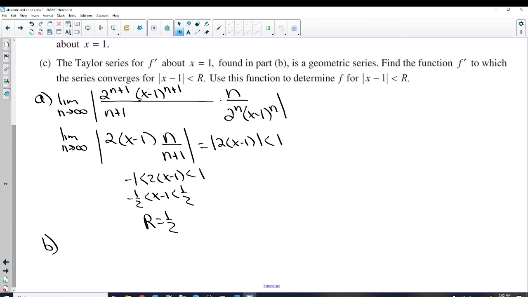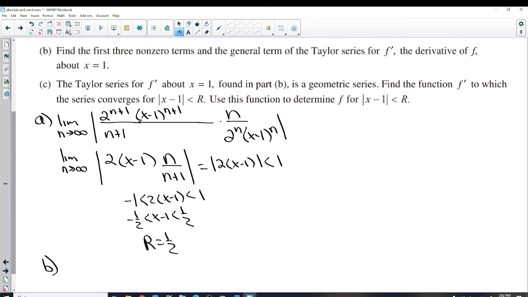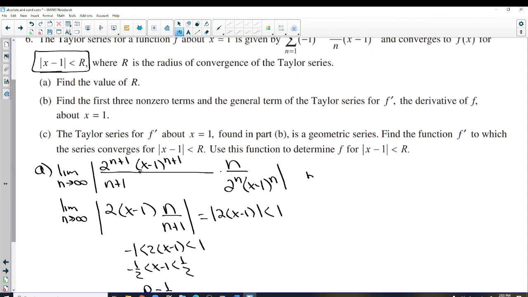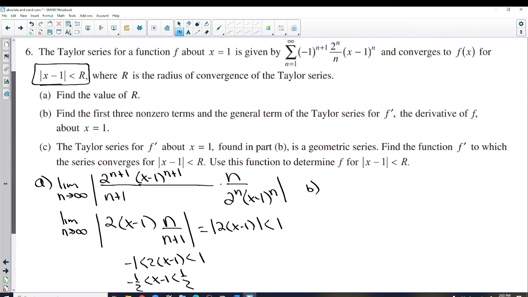All right, it says find the first 3 non-zero terms in the general term of the Taylor series for f prime, the derivative of f, about x equals 1. Maybe I can actually fit it over here. B, let's see. Plug 1 in, get a positive, so 2 times x minus 1. Plug 2 in, that's going to be a negative. 2 squared is 4 over 2, x minus 1 squared. And then plus 2 to the third, 8 over 3, x minus 1 to the third, minus keep on going.